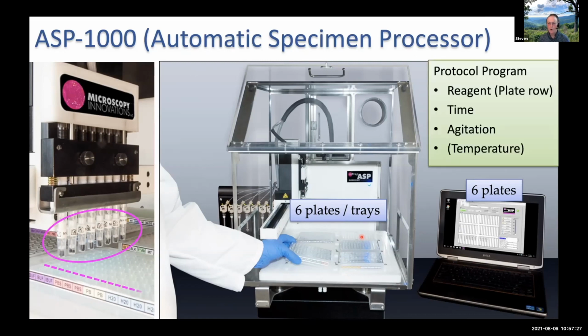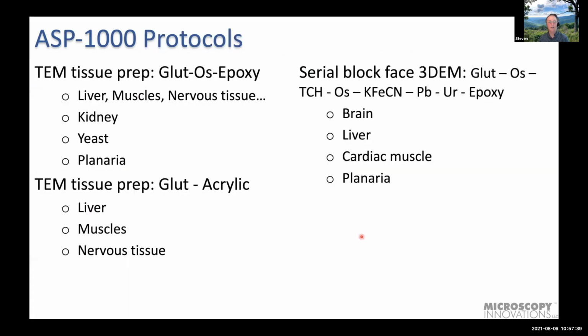The protocol program specifies the reagent by its location. Where is it in a plate? It specifies the time, the agitation, and with an ASP accessory, the temperature of the reagent tray. In the 6 years since the ASP 1000 introduction, many protocols have been developed by ASP users and by us working with many users, and I'll survey these in the next several slides.